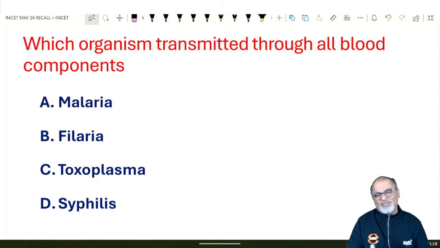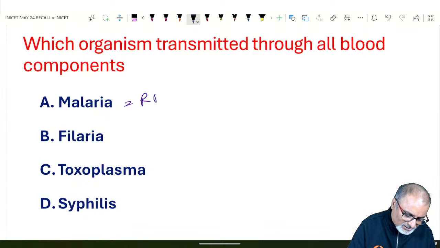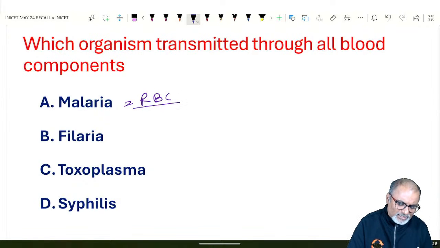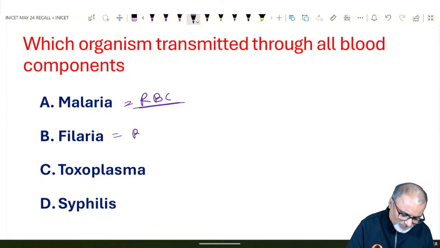Next is: which organism is transmitted through all blood components? You can think a little bit, don't worry. Malaria is present in RBCs. If you give anything other than RBC, malaria won't be transmitted. Filaria is present in the bloodstream.